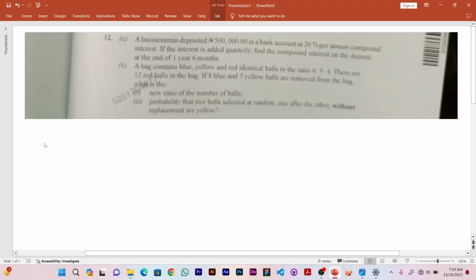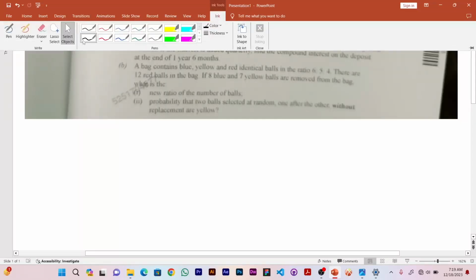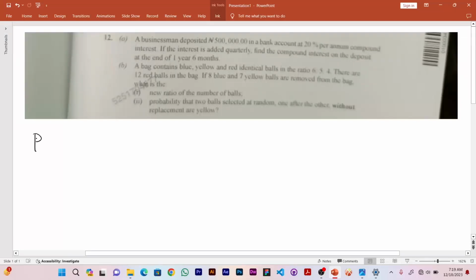The first deposit that the businessman made is going to be called the principal. So P is equal to the principal, and the principal is the initial money that is deposited. So I can just say that is 500,000. The initial money deposited, either in simple interest or compound interest, is always termed the principal.